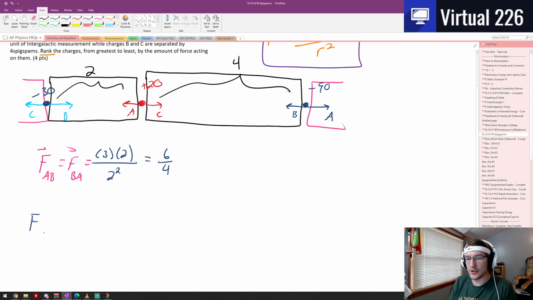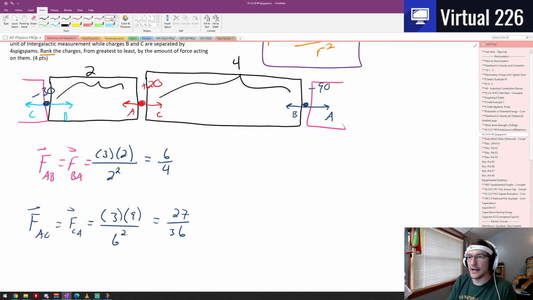For the force on charge A from C, which is the force on C from A, those are equal. This is going to be 3 and 9 divided by, we have to be careful here because that's 2 plus 4, so that's going to be 6 squared. 3 and 9 is 27, right? So that's going to be 27 over 36, which is some number.